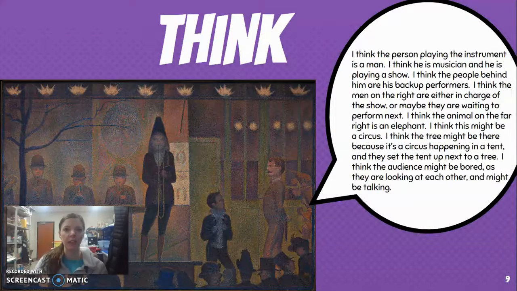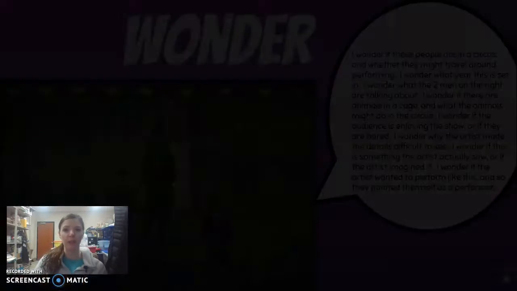Some things that I think is that the person playing the instrument is a man and that he's a musician putting on a show. I think the people behind him are also helping him with the show. I think that the men on the right might be either in charge of the show or maybe they're waiting to perform next. I think it might be a circus. Maybe the tree is there because the circus is happening inside a tent and the tent is set up next to the tree. I also think the audience might not be enjoying the show very much because they seem to be looking at each other and they might actually be talking instead of listening.